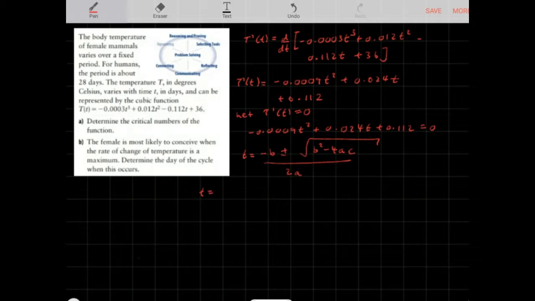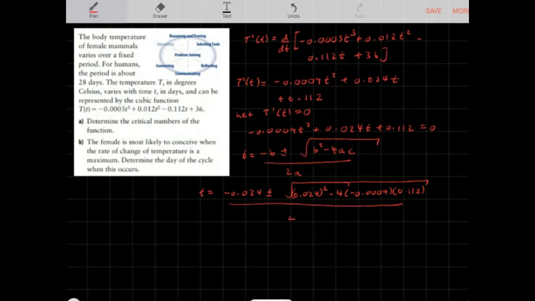So I'm going to solve this by plugging in the values. t is equal to negative 0.024 plus or minus the square root of 0.024 squared minus 4 times negative 0.0009 times 0.112, all within the bracket, over 2 times negative 0.0009. We also need to understand that t has to be greater than or equal to 0, so you can't have a negative value. I'm just going to use my calculator.